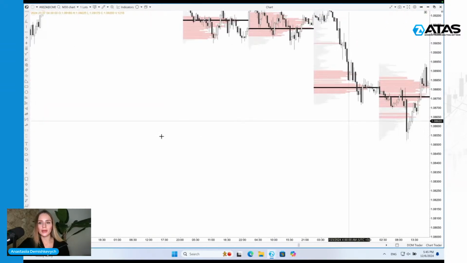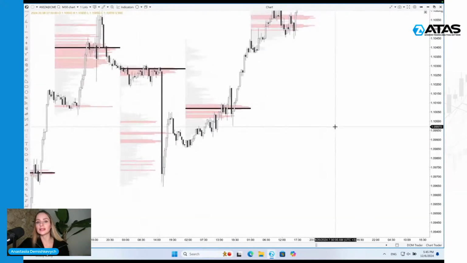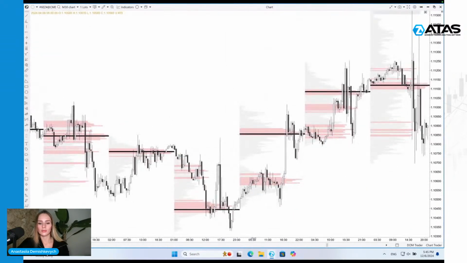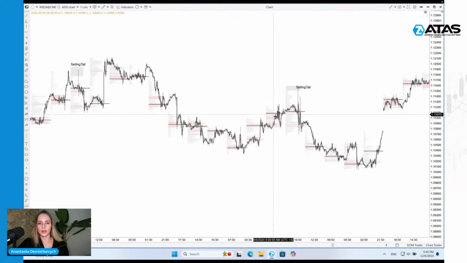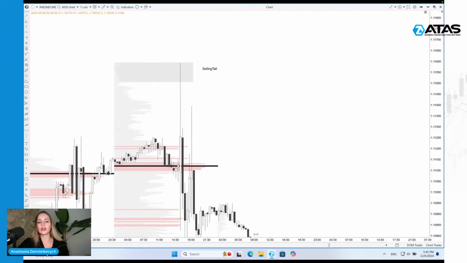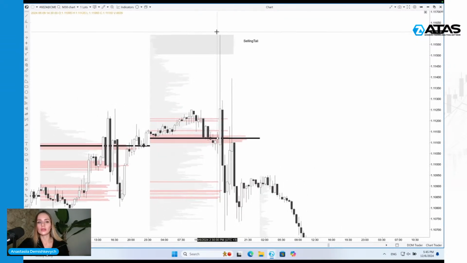So I'm going to scroll back. We're going to find our selling tail that we talked about, and we're going to also examine the footprint on the selling tail. Here we go. So once again, first things first, I wait for the selling tail to be created. And once it was created, and I confirmed that it was a long wick with barely no volume, I'm going to go into my footprint to see the deltas inside of the selling tail.